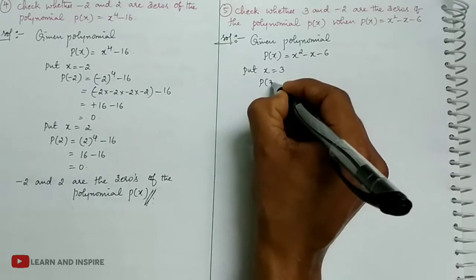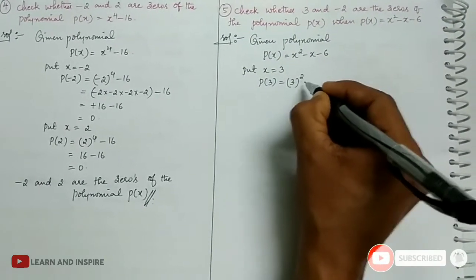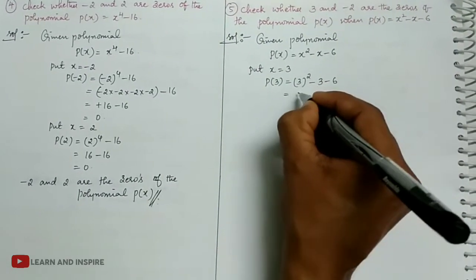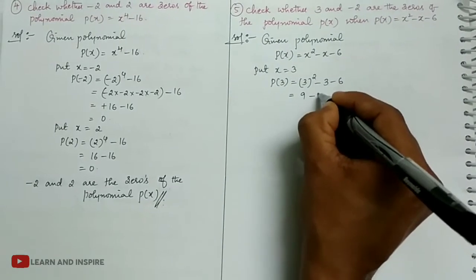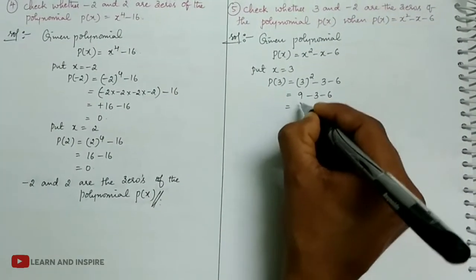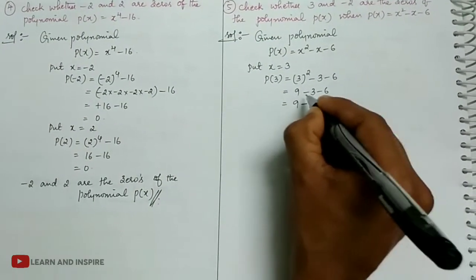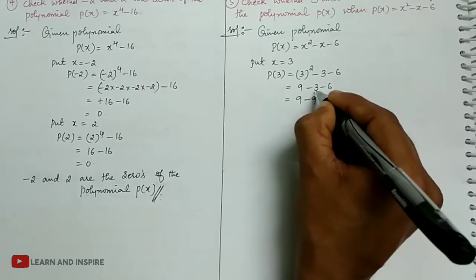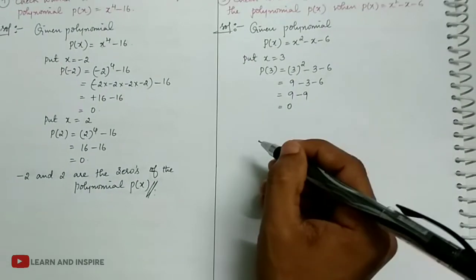So we get p of 3 is equal to 3 square, in place of x I am substituting 3, minus 6. 3 square is 9 minus 3 minus 6. I write as it is minus 3 minus 6. Now 9 minus 3 minus 6: minus 3 minus 6 is minus 9, because here we are adding two negative integers, so the result will be negative, and adding the two numbers 3 plus 6 is 9. 9 minus 9 is 0.